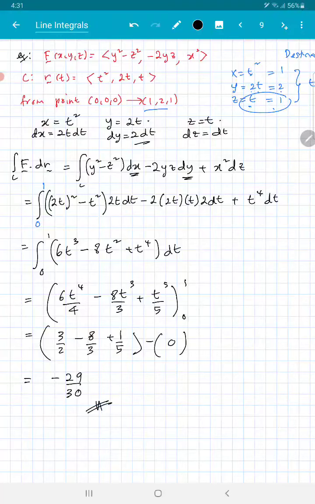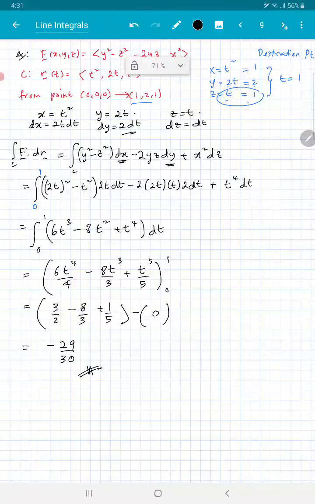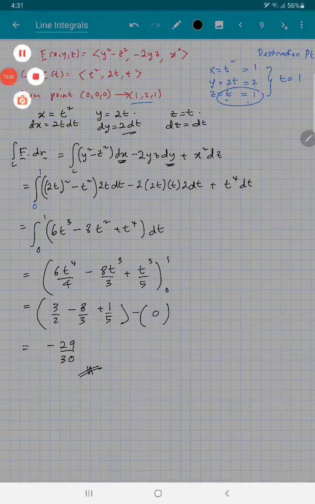Alright, so for the line integral of a vector field in x, y, z space, you have no choice, you have to change everything in terms of t, including dx, dy, and dz, which must be changed in terms of dt. Okay, 2 examples. Thank you.